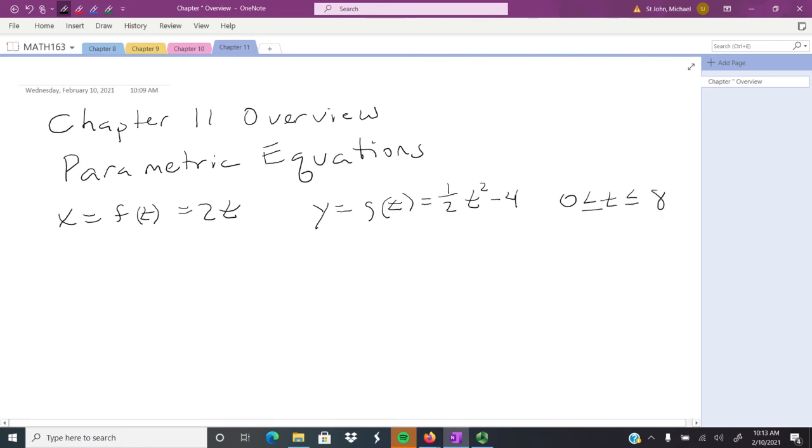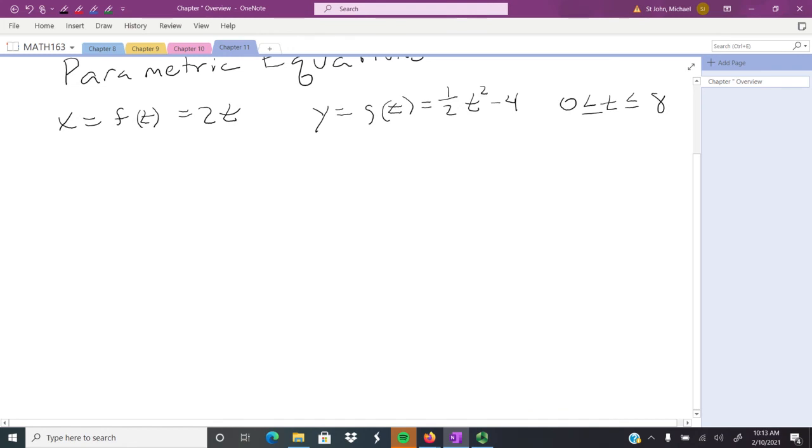So something like this. x equals f of t, which is equal to 2 times t, and y equals g of t, which is 1/2 t squared minus 4. And we want this for t values in between 0 and 8.